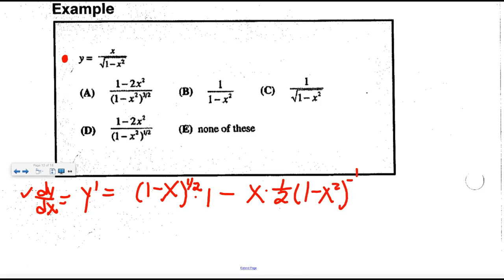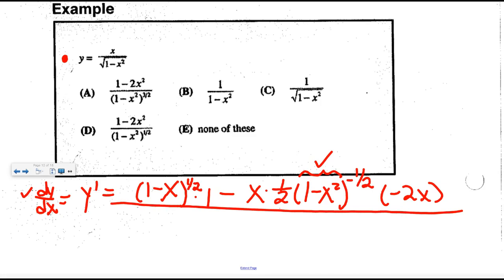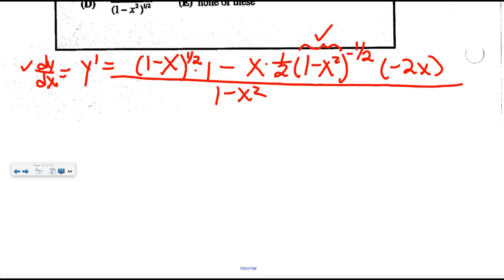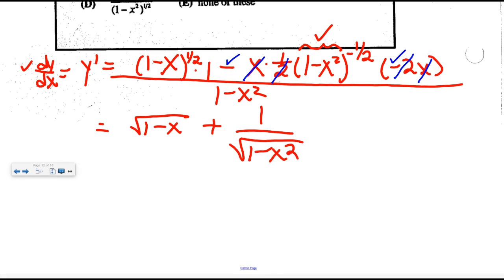Drop the power down one. Don't forget the derivative of the inside function, or the derivative of the guts. Draw a line and square below. The task now becomes to clean this sucker up. So probably the best way to do this is root 1 minus x, minus, let's do a little cleanup here. I've got my 2 going with my half, my x going with my x. I still have the negative here, so that's going to become a plus. And then this would be 1 over the square root of 1 minus x squared, correct? So again, I'm just doing a little canceling, watching my signs.